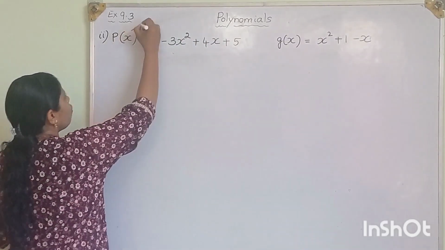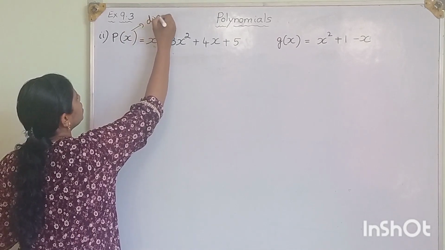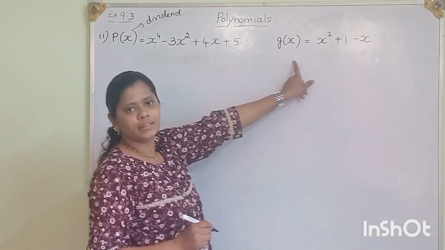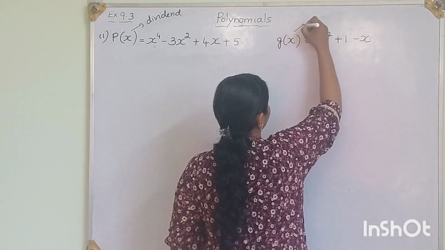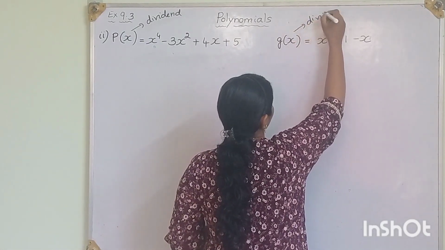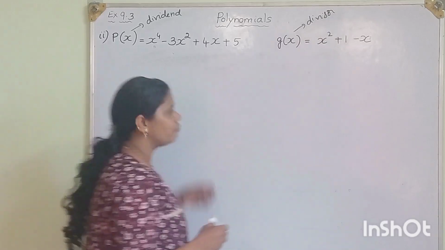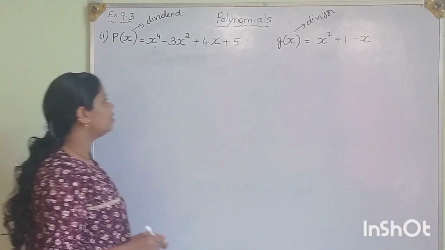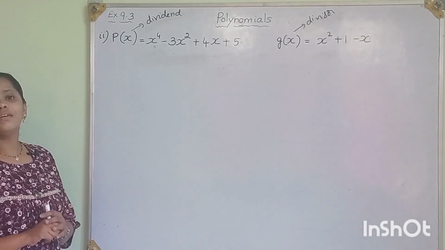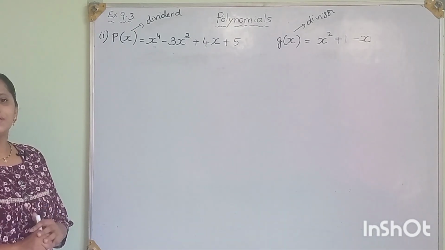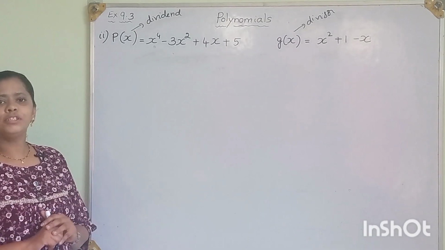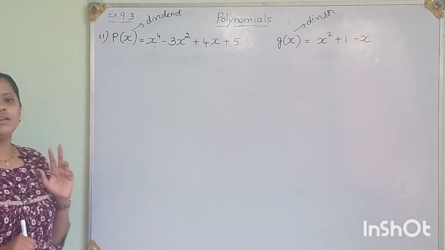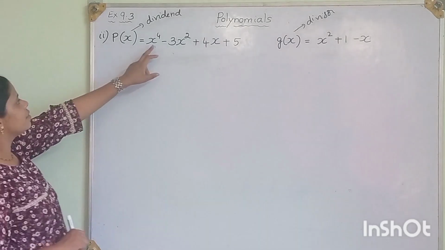Then P of x will become our dividend, and G of x will become our divisor, right? Because we are dividing this one by this one. Now, what is the first step? First step is we have to check whether both P of x and G of x are in order or not.